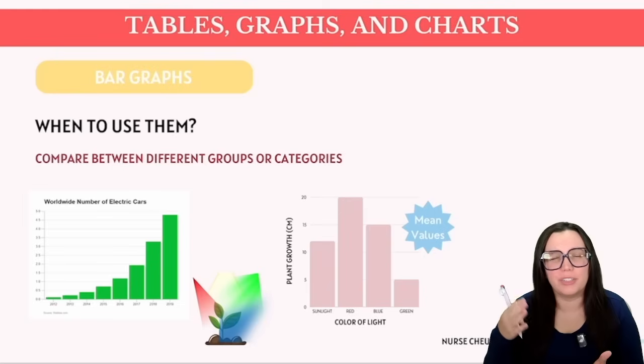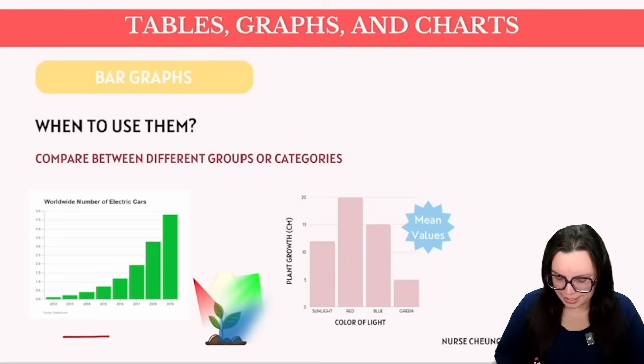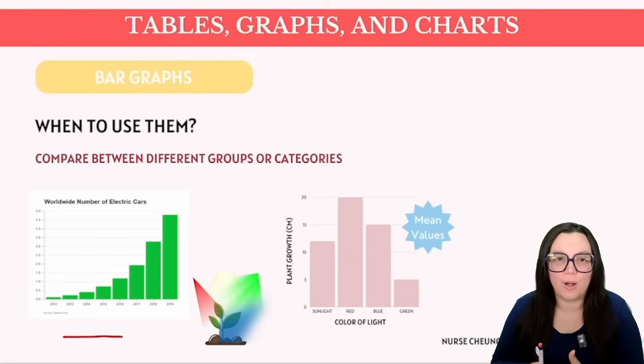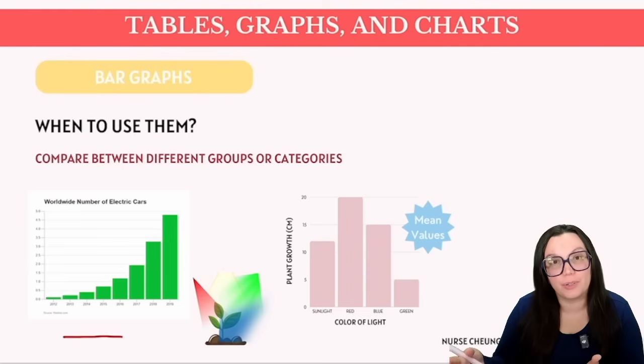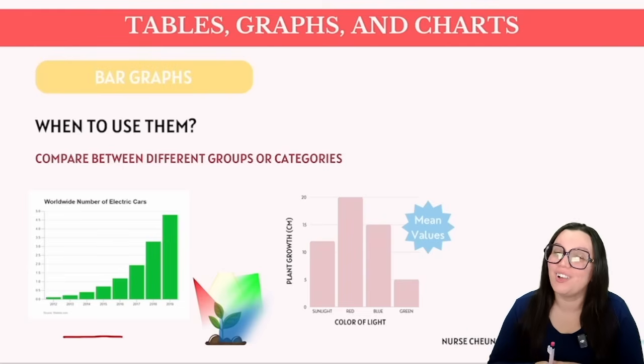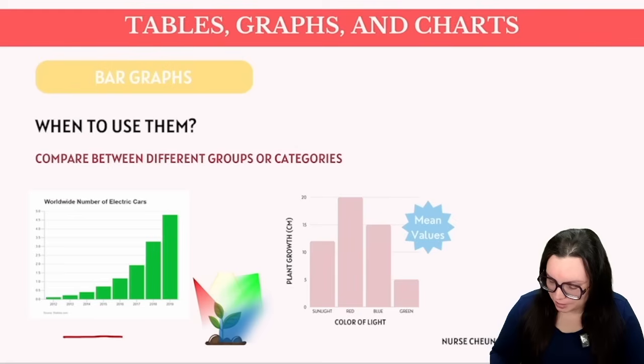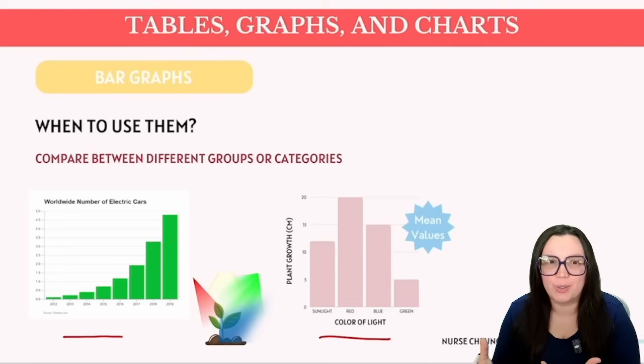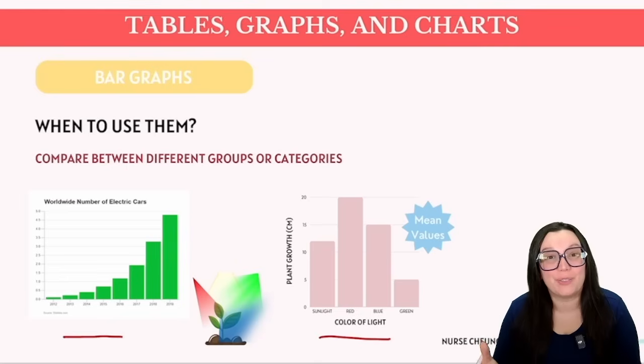A bar graph is particularly useful when we need to compare multiple groups or categories. For example, in our first set of bar graphs, you can see that it illustrates the number of worldwide electric cars per year. As you can see, as the years progress, the number of electric cars also increase. Going back to our plant experiment that we talked about before, imagine that we're in a laboratory setting, investigating how various light colors affect the rate of photosynthesis.